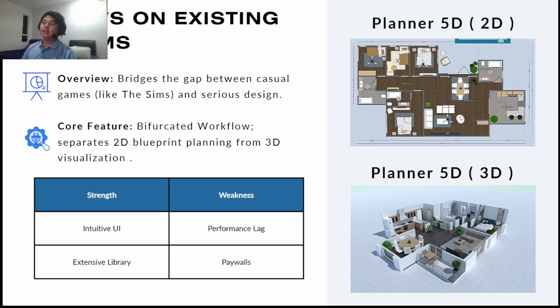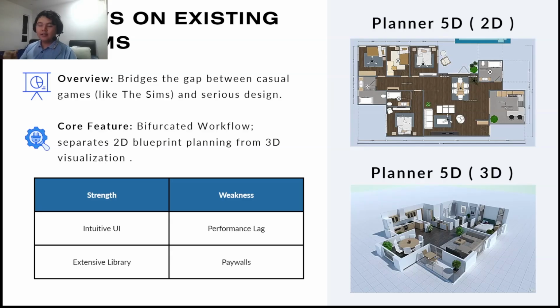And next, we have Planner 5D. This system bridges the gap between casual game like The Sims and serious design. The core feature of this system is it has a bifurcated workflow. It separates 2D blueprint planning from 3D visualization. So user can design in 2D blueprint and then user can switch to 3D camera and they can walk through the space.